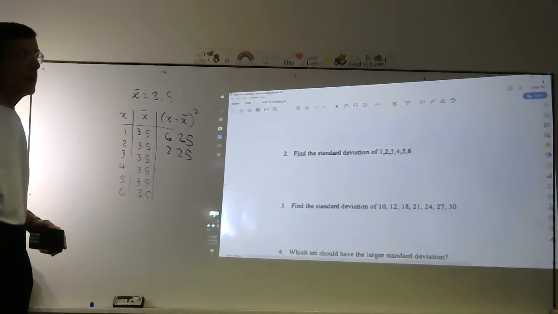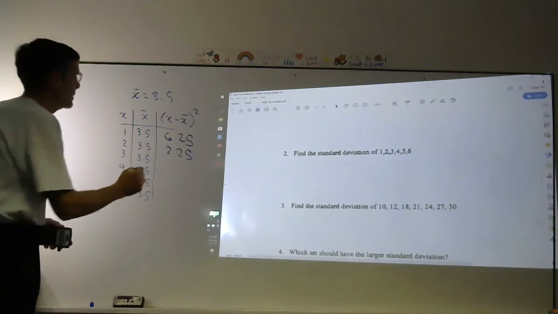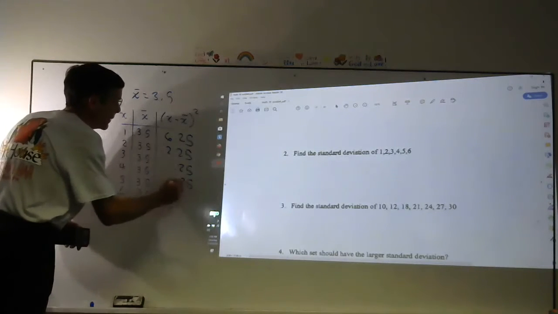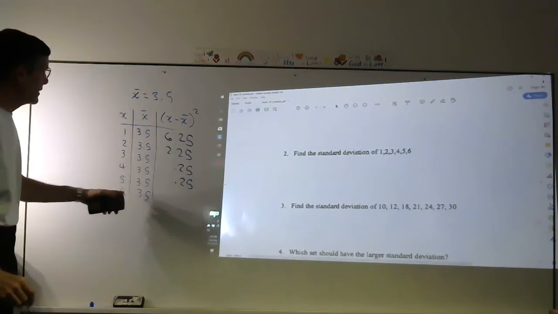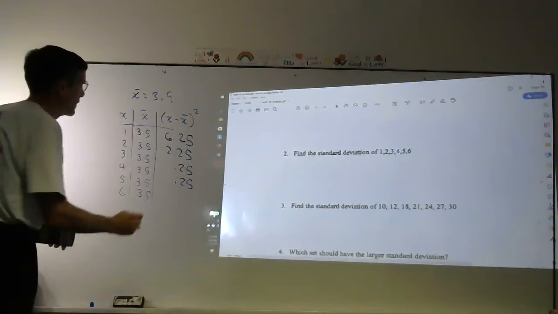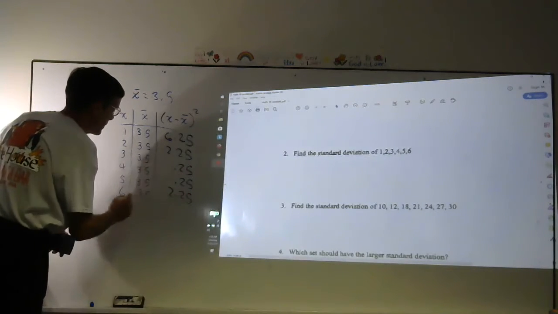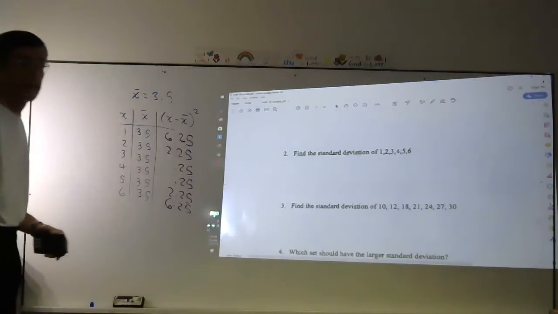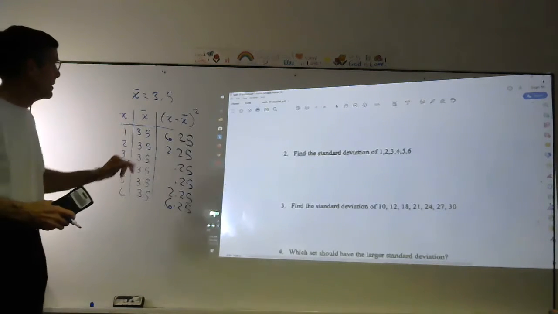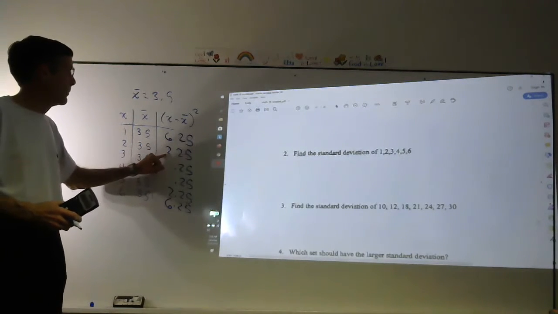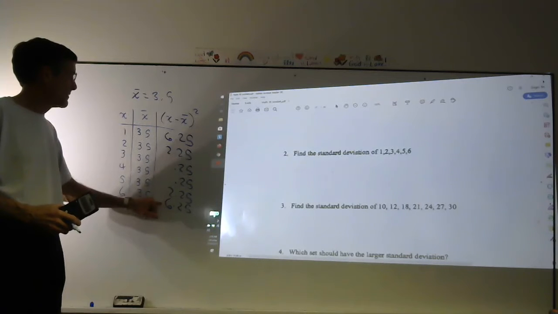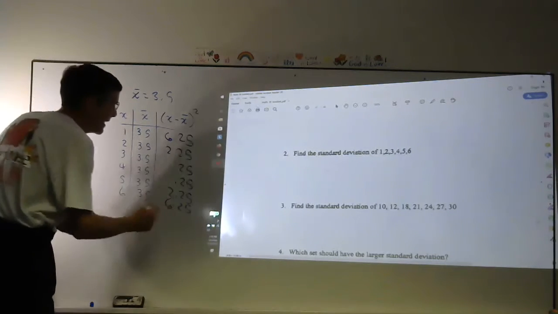3 minus 3.5 is 0.5. Squared it is 0.25. Same thing here: it's 0.5, it's 0.25. 1.5 in each, 4 and 5. Anyway, 1.5 squared is 2.25. And this one is 2.5, which is 6.25. Okay, let's add them up. 6 1/4 plus 2 1/4 would be 8 1/2. Plus 1/2 is 9. Plus 8 1/2 is 17 1/2, I think.